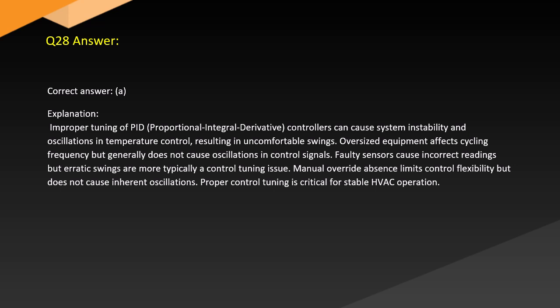Faulty sensors cause incorrect readings, but erratic swings are more typically a control tuning issue. Manual override absence limits control flexibility but does not cause inherent oscillations. Proper control tuning is critical for stable HVAC operation.